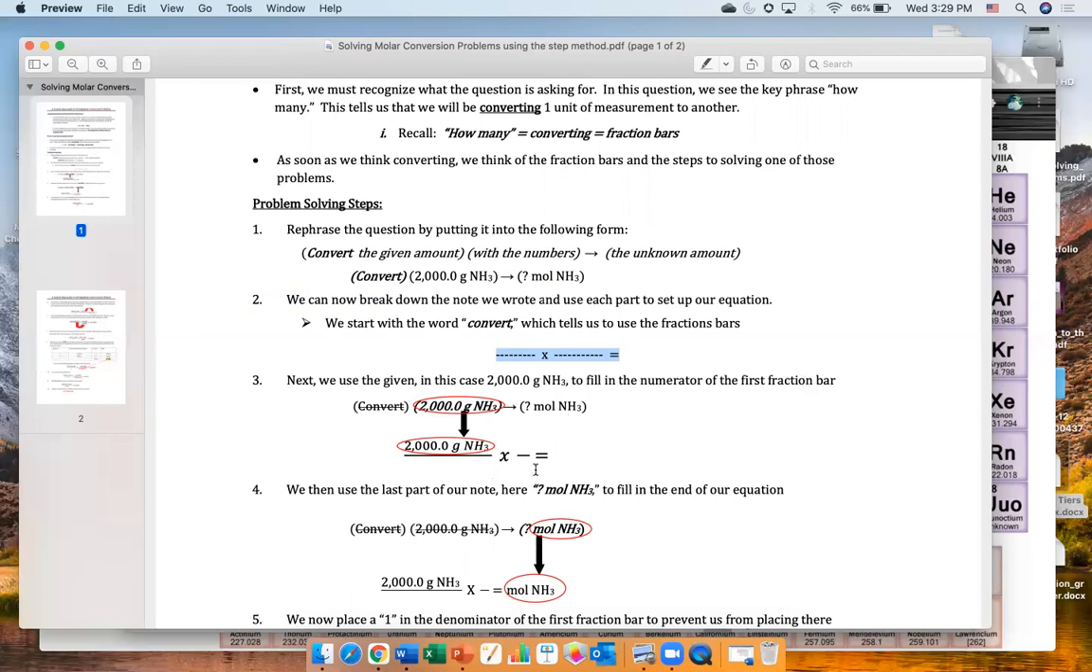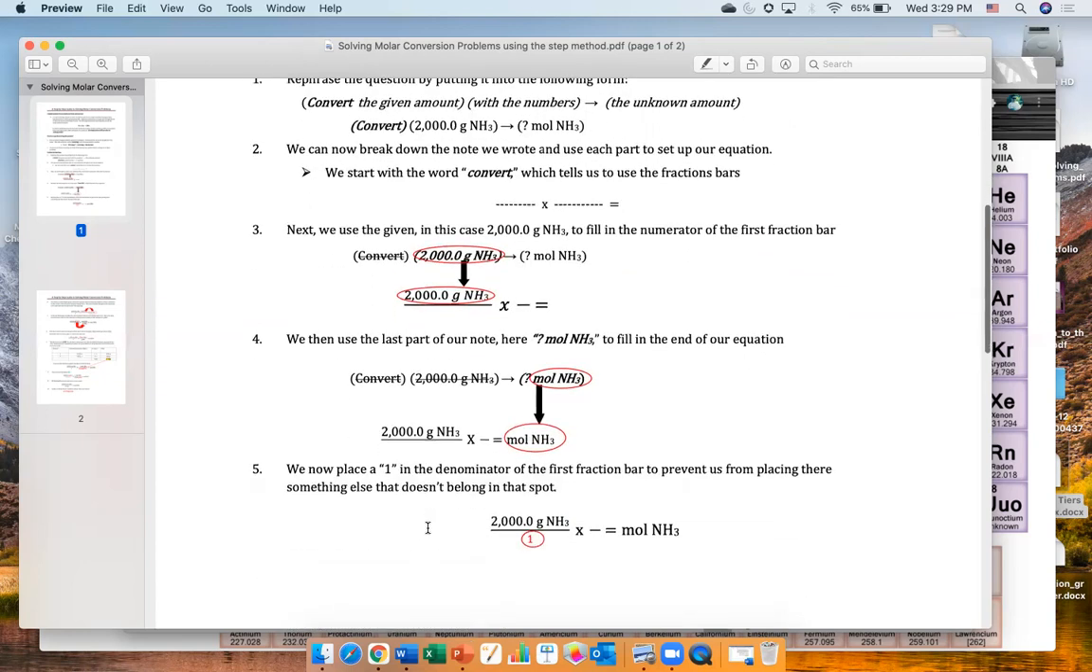So now I've got my fraction bars written down. I've crossed out my first part. So now I'm going to use my next part of the note to help me build my equation. So what I always do with my given amount is I drop it into the numerator of the first fraction bar. So it always drops in right up here to the numerator of the first fraction bar. And again, the fact that I write it down every time allows me to always remember that. It just becomes habit. I write it down and boom, I drop it straight down into that spot. So now I can cross that out.